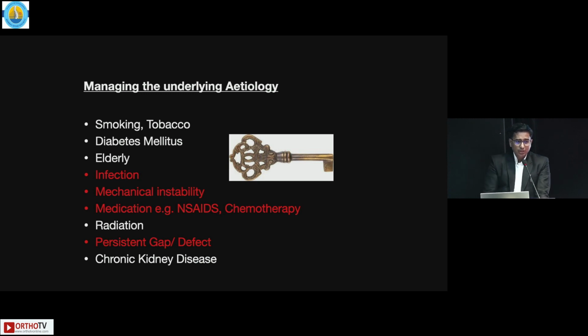The most important factor in managing non-union is treating the underlying pathology and trying to correct it. So smoking, diabetes, infection, mechanical instability, avoiding medications like NSAIDs and steroids, delaying radiation when we attempt fusion, and treating the gap defect, especially the anterior gap defect, whenever possible. So these are a few of the treatable conditions, but a few things are not treatable.